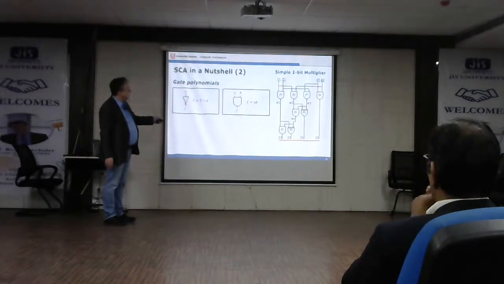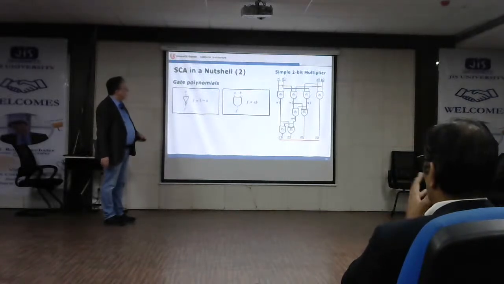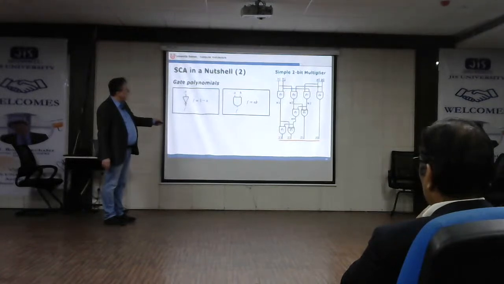Now we have a times b. Namely, that's the AND gate. F is a times b. Yeah, because only if both inputs are 1, the output is 1.